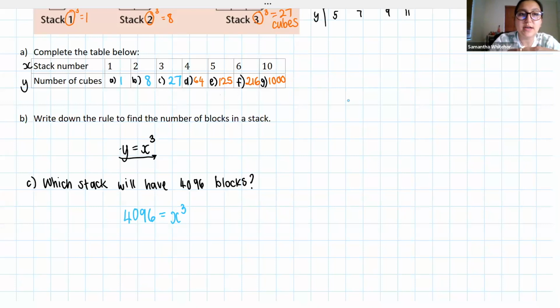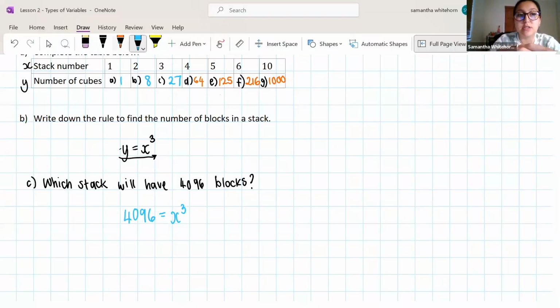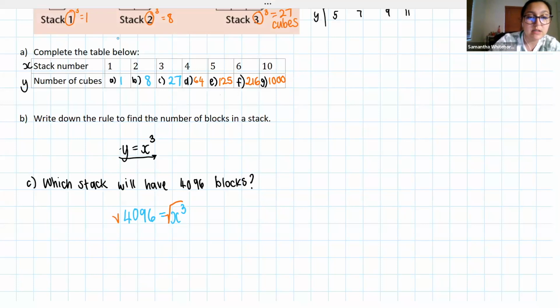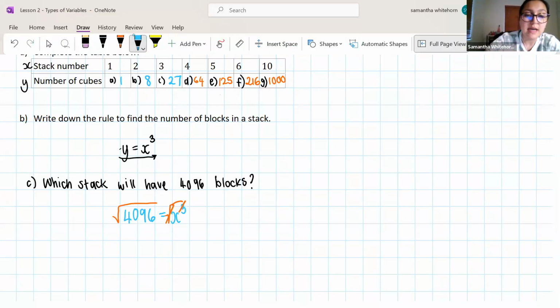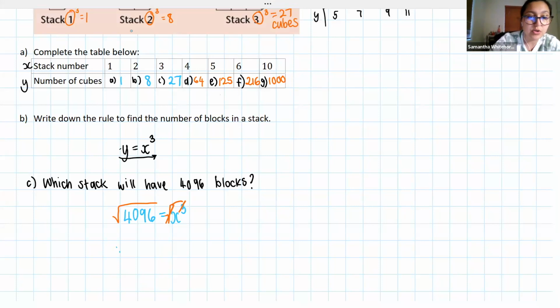Perfect. Okay, so guys, if you are going to go the other way and use substitution, remember this is an equation, and so we're going to use those inverse operations. We cube root both sides, because remember, cube root gets rid of a cube. We did do these types of equations. And exactly as Chantal said here, if you now cube root 4,096, you get that x is equal to 16. So that means that stack 16 will have the 4,096 blocks in it.